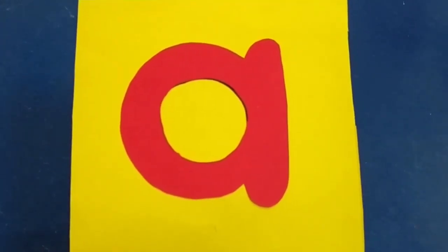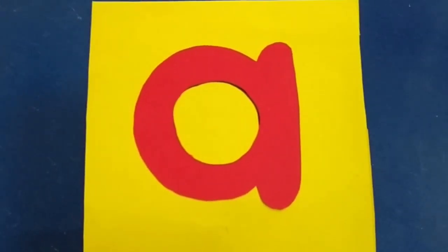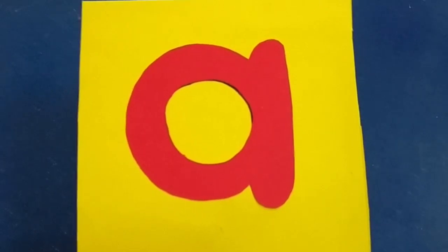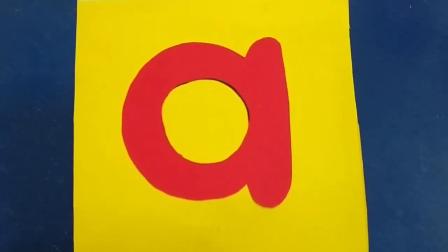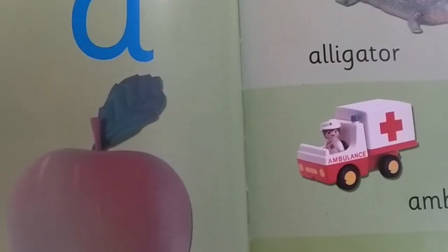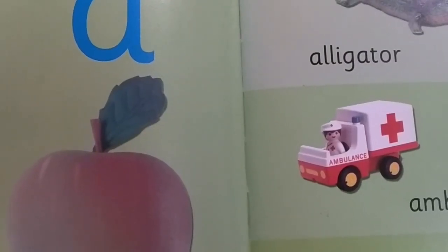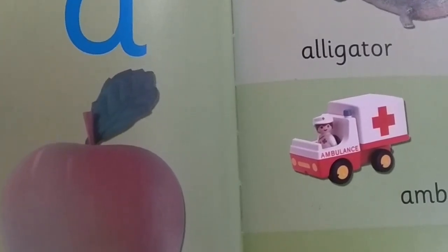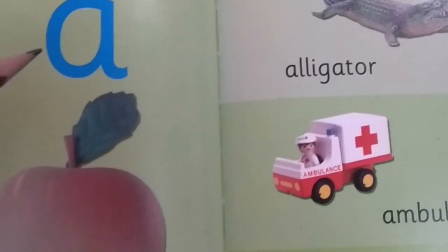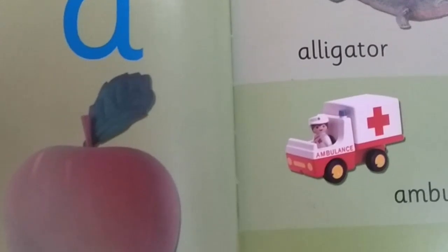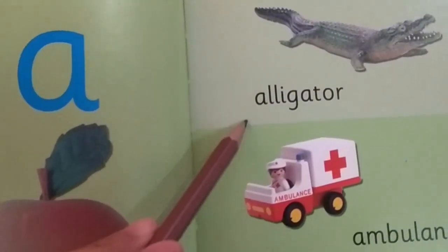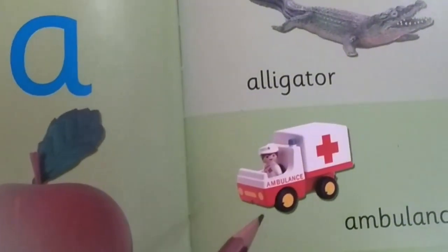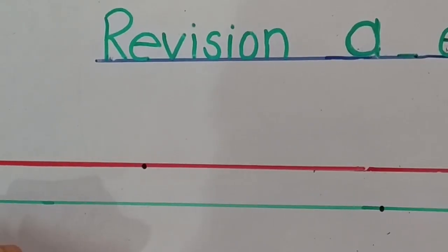Okay, tell me which letter is this? This is letter A. What is the sound of A? A. Do you know which things start with letter A? A, A, apple. A, A, alligator. A, A, ambulance. A, A, astronaut.